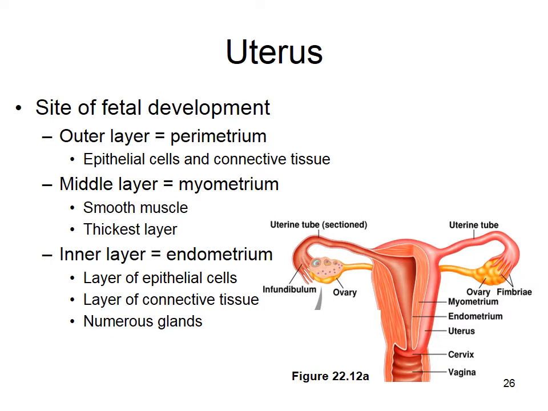The inner layer of the uterus is the endometrium. This is another layer of epithelial cells, also some connective tissue, and numerous glands. And this is the layer that gets shed during the menstrual cycle. Okay? Nothing happens to the perimetrium or the myometrium during the menstrual cycle. It's the endometrium that gets shed.